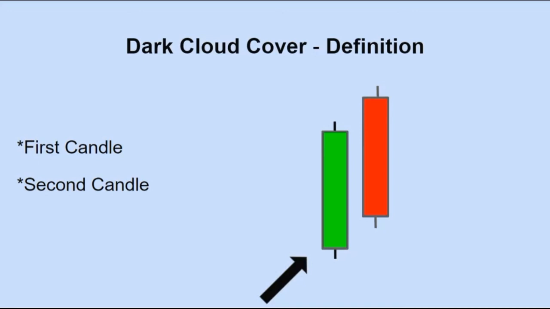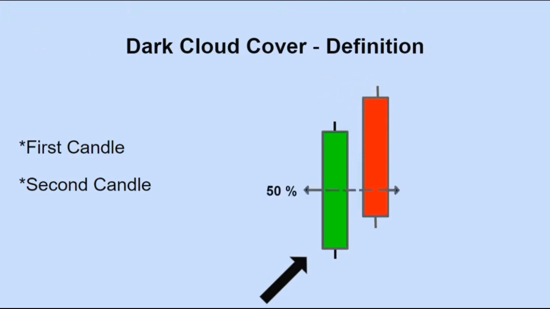The second candle is a red candle, opening above the body of the green candle. So prices close on the first green candle here, and the next day they gap up above the high point of the preceding green candle to open here. The second candle then closes down below the midway point of the green candle as seen in this diagram here.